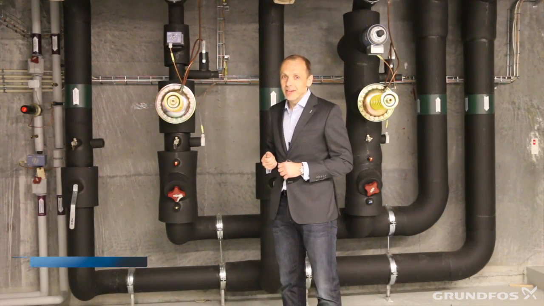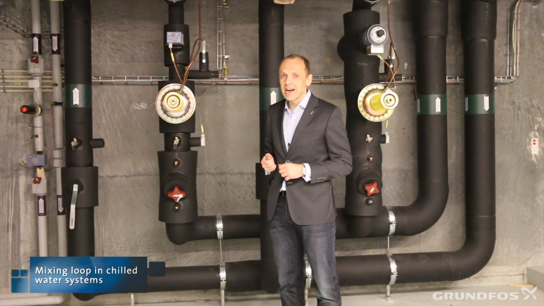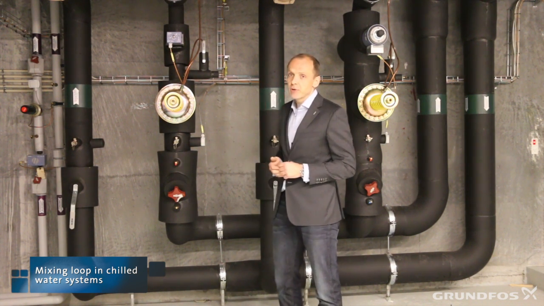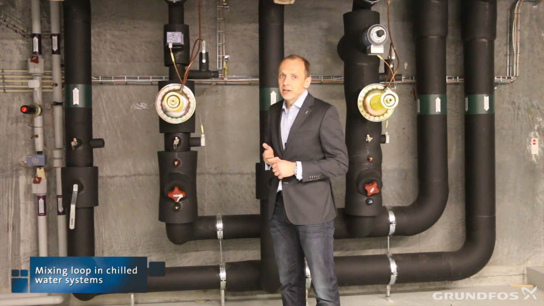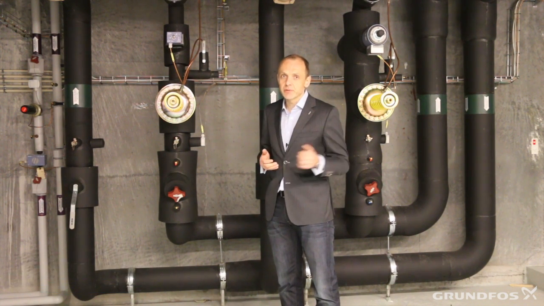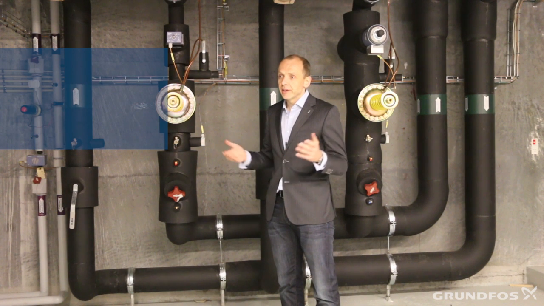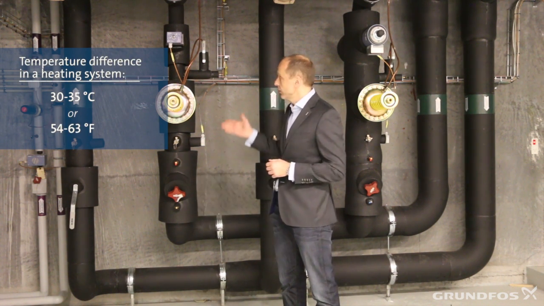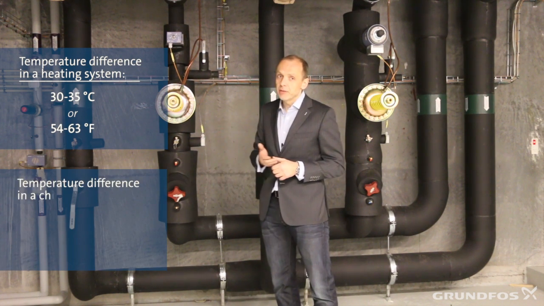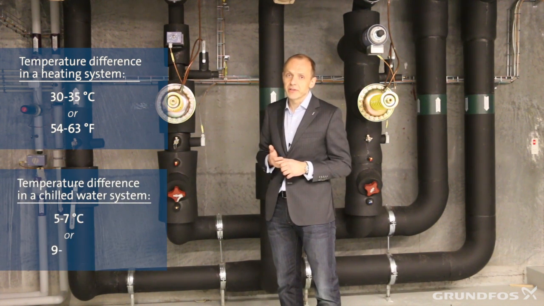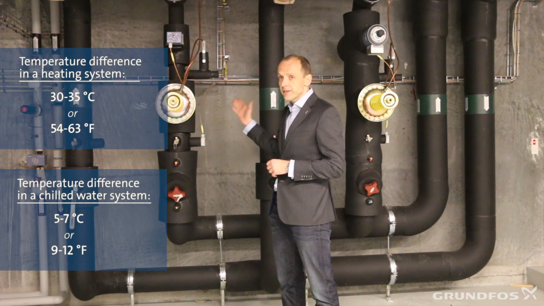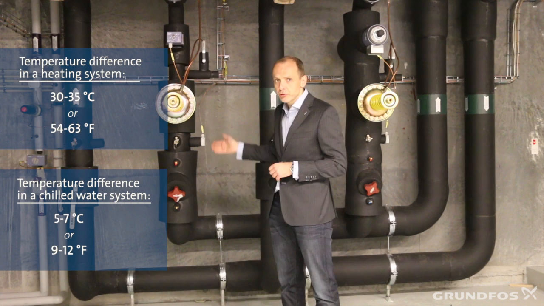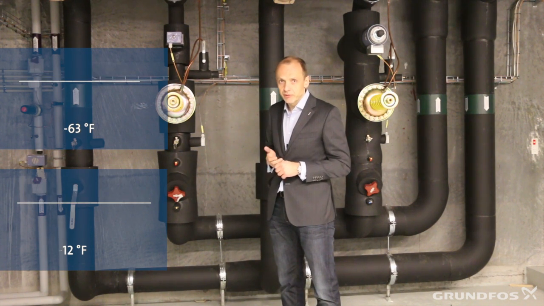Mixing loops in chilled water systems are usually larger than the ones we find in heating systems. And that is, of course, because we have a much lower delta T in a system like this. In a heating system, we can have a delta T of 25, 30, 35 degrees Celsius. In a chilled water system, it's only maybe 5, 6, 7 degrees. And that means that we have larger pipe sizes, we have larger flows, we also have larger pumps, of course.